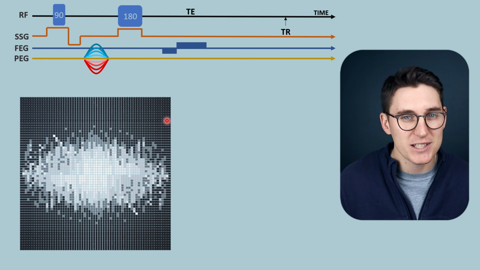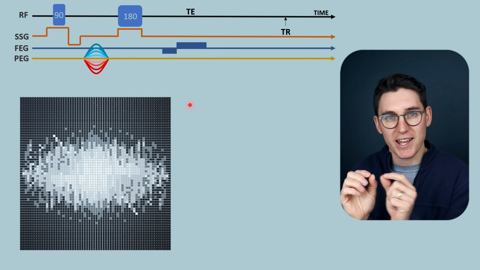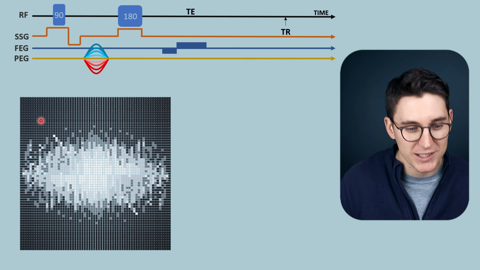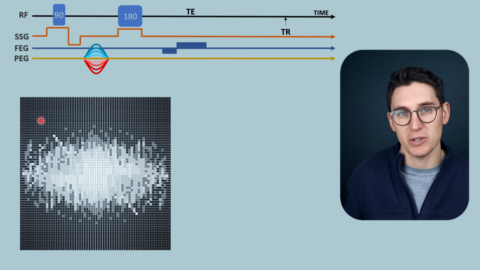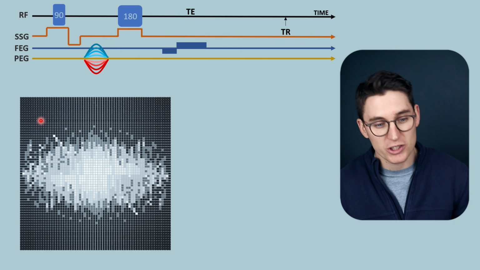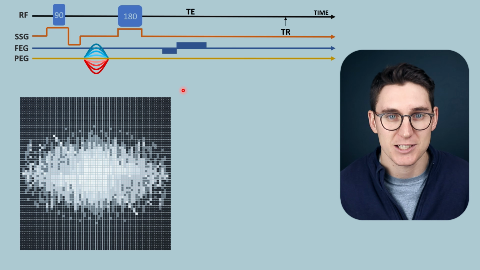Now again, every single point here is measuring a net magnetization vector from the entire slice. So each point in here contributes to the entire image. And any pixel within the entire image is getting contributions from all of these data points within K-space.